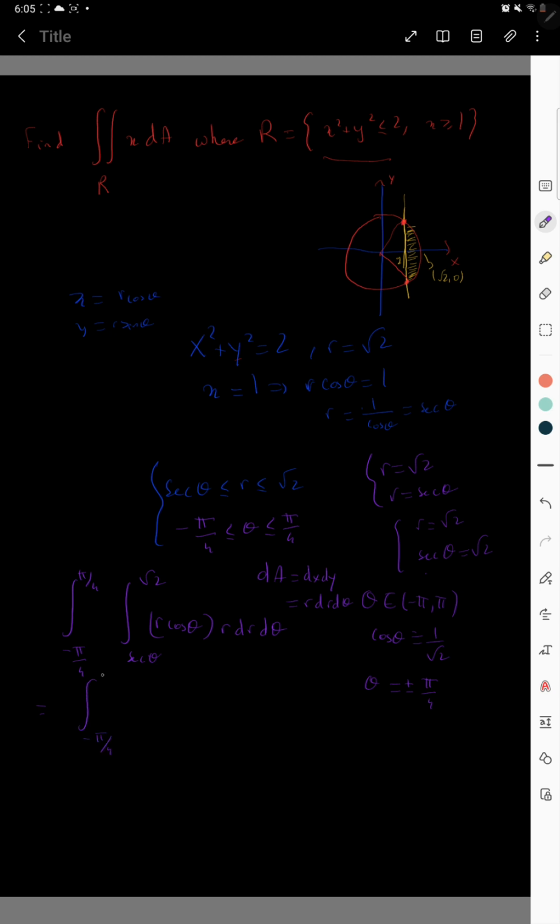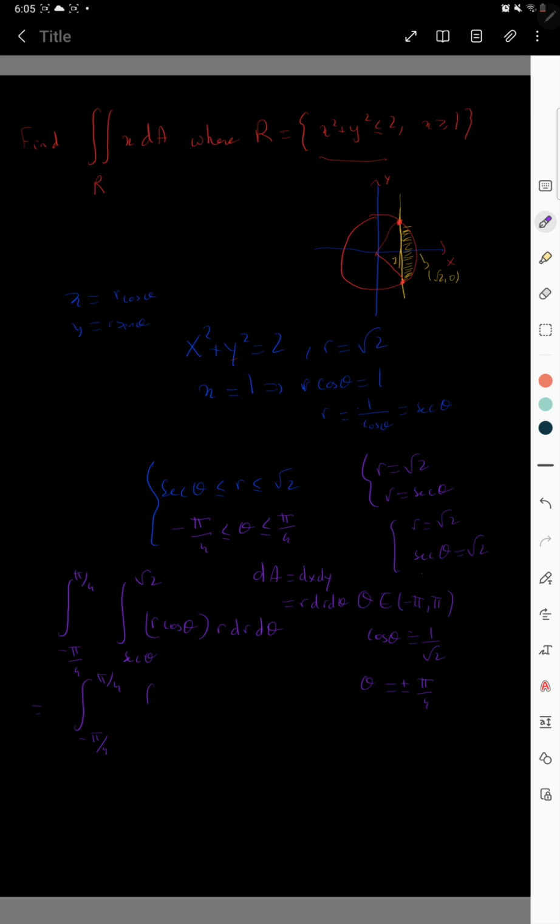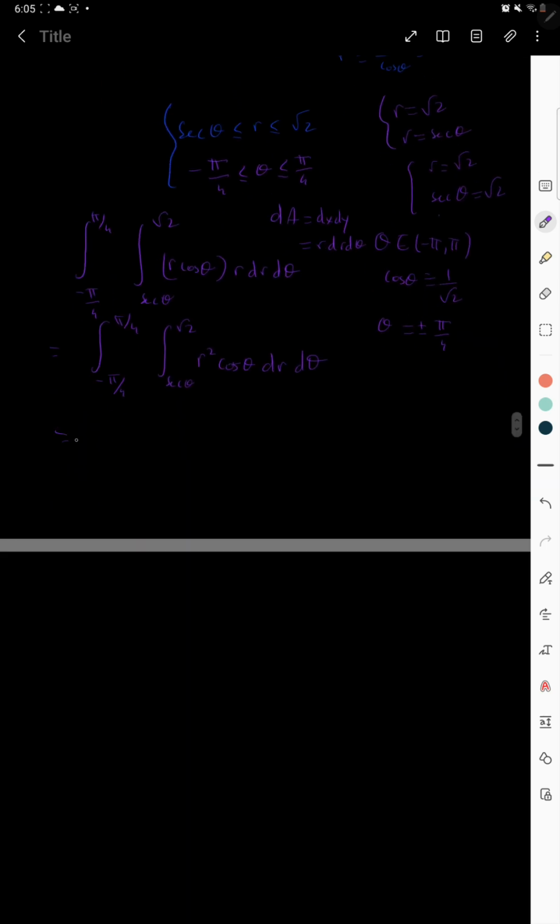So in that case, I have the integral from minus pi over 4 to pi over 4, and from secant theta to square root of 2, of r squared cos theta dr d theta. Now I'm integrating first with respect to r, so cos theta is constant. So what do I get? I get r cubed over 3. So let's write this down. I have cos theta times r cubed over 3 from r equal to root 2 to r equal to secant theta, d theta, and now I have minus pi over 4 to pi over 4.